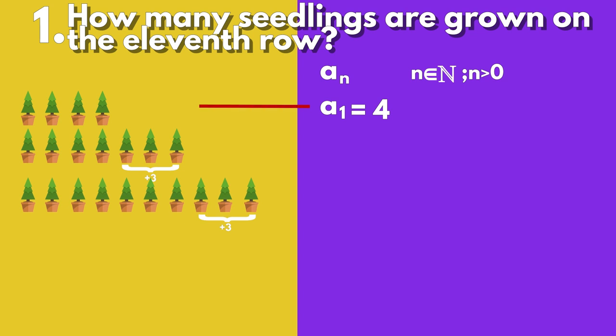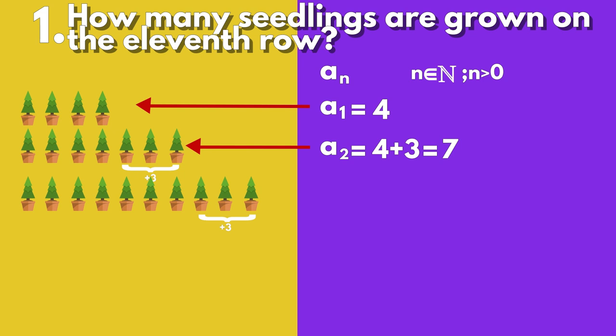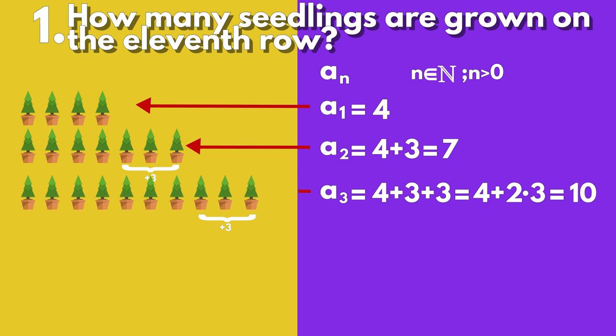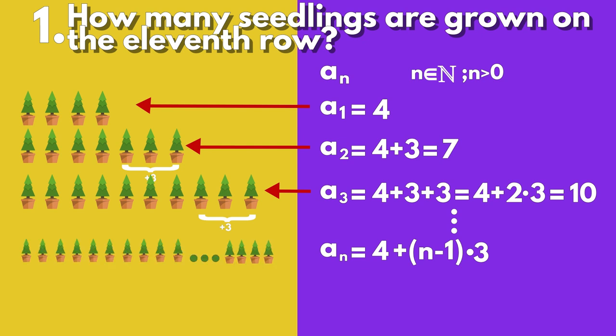A1 equals 4, number of trees planted in row 1. A2 equals 4 plus 3 equals 7, number of trees planted in row 2. A3 equals 4 plus 3 plus 3 equals 4 plus 2 times 3 equals 10, number of trees planted in row 3. Let's use the letter n to represent any numbered row from 1 onward. We can see that there is a pattern here that can be written mathematically. An equals 4 plus (n minus 1) times 3, number of trees planted in row n.